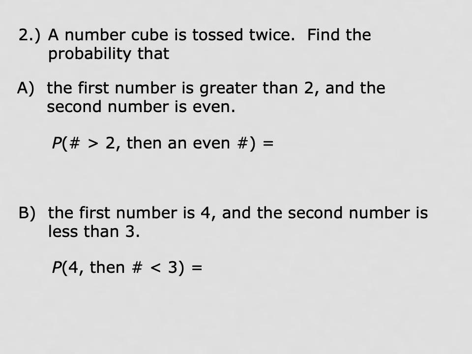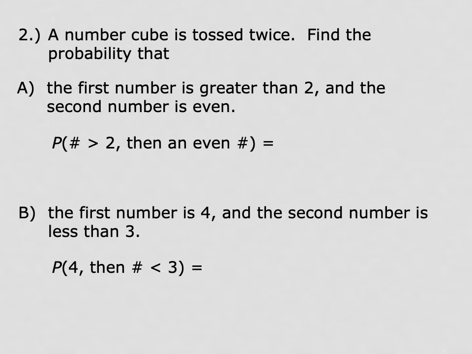On example 2, it says a number cube is tossed twice. Find the probability that the first number is greater than 2 and the second number is even. So what you're doing here is finding the probability that a number is greater than 2 and then the probability that a number is going to be even. These are going to be independent from each other, because my first toss of the cube is not going to affect my second one.